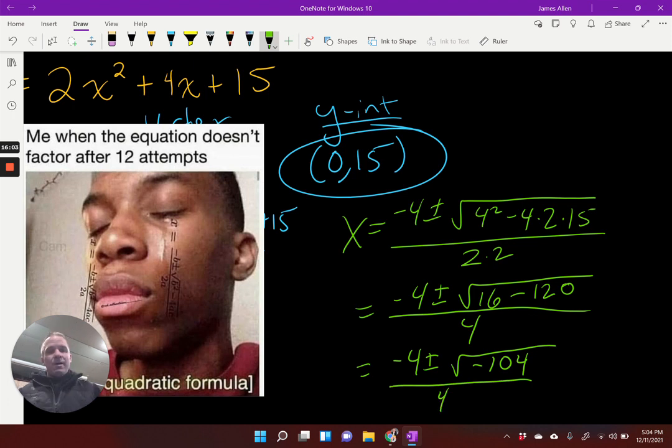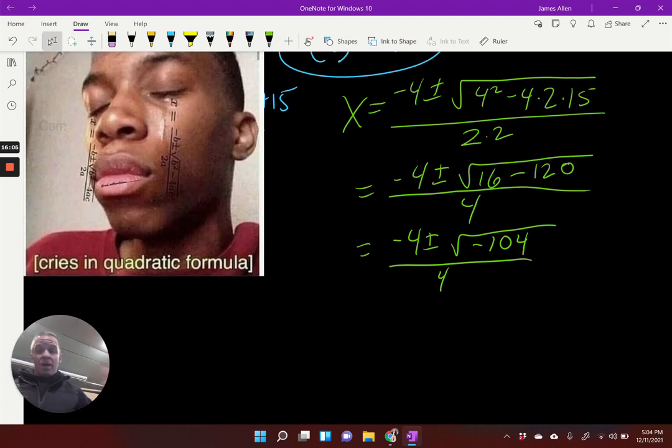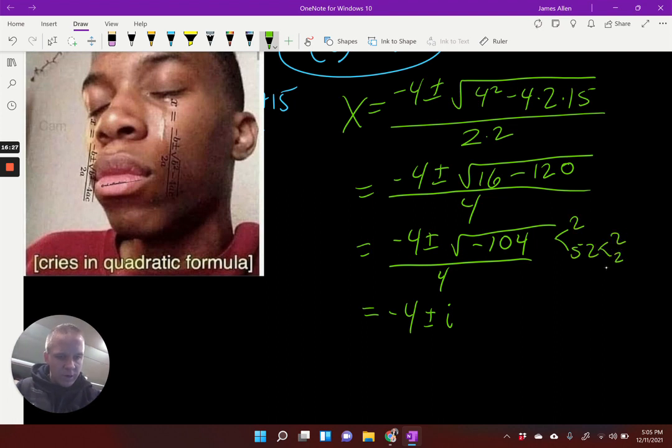Now I need to do some stuff with imaginary numbers, right? It's a negative inside the square root. And graphically that makes sense because it was opening up and that vertex was (-1, 13), so it's way above the x-axis, so it's never going to cross it, right? So I'm going to have negative 4 plus or minus i. Let's actually break this down as well. So that's 2 and 52, 2 and 26, 2 and 13. So I got a pair of 2s, so it'll actually be 2i.